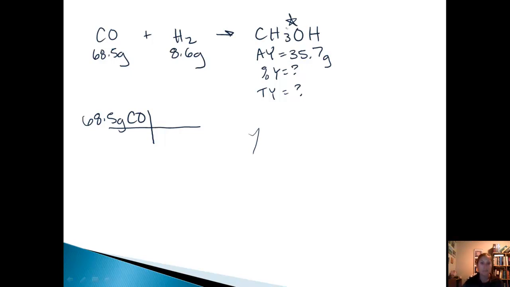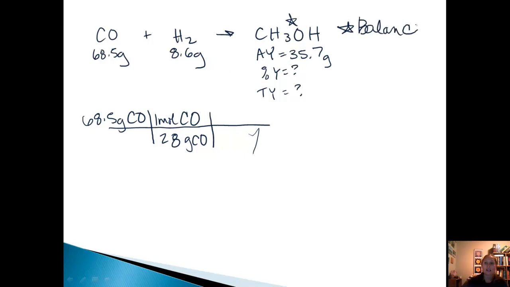Alright, so we want to calculate the molar mass of carbon monoxide. Carbon's about 12, oxygen is 16, so it's about 28 grams. That gives us moles. Now, of course, I always forget to do this: we need to balance our equation so we can do the correct mole ratio. Carbon looks okay, oxygen looks okay, but we have 4 hydrogens on the product side and only 2 on the reactant side. So I'll put a 2 up front, and otherwise we should be balanced.